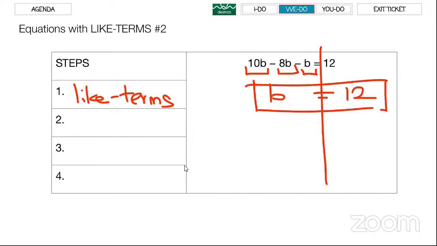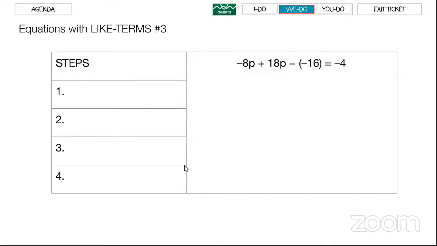And let me give you another example. So this time you will have negative numbers as a term, okay? So again, if you take a look carefully, on the left side of the equal sign, there is a negative 8p and there is a 18p, right? And also pay attention to what signs you have in front of those terms, because when you combine them, those are very important. Let's do step number 1, the like terms.